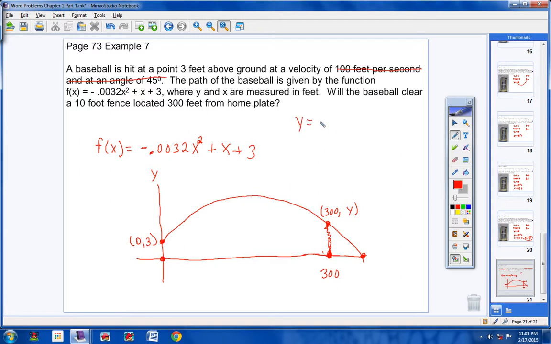So here we go. Y equals negative 0.0032 parentheses 300 squared plus parentheses 300 plus 3. Now you probably think you're going to get some really weird decimal, but it actually comes out to 15 exactly. So when the ball's traveled 300 feet from home plate, how high in the air is it? 15. So if the fence is 10 feet high and the ball's 15 feet, will the ball clear the fence? Of course it will, yes. So the answer is yes.